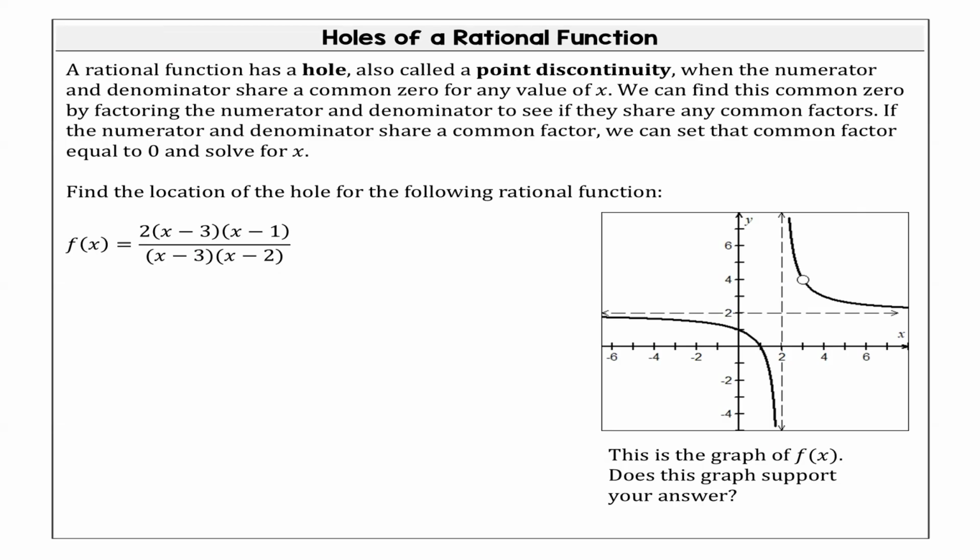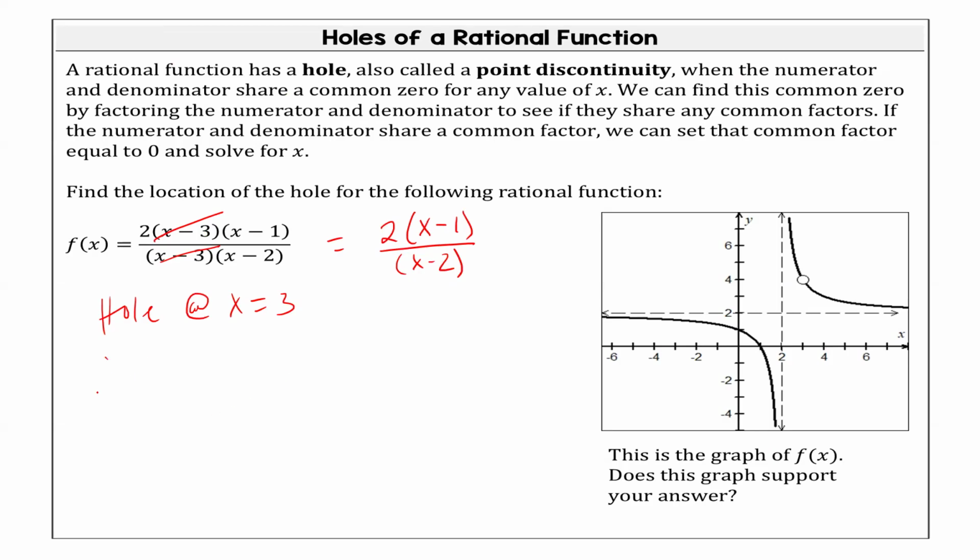So, what eliminates, and then what am I left with? X minus 3. So x minus 3 is eliminated, which tells us that our hole is at x equals 3. With 2x minus 1 over x minus 2. Okay, so that's what I'm left with. So that's what I'm going to use to find the value of my hole.